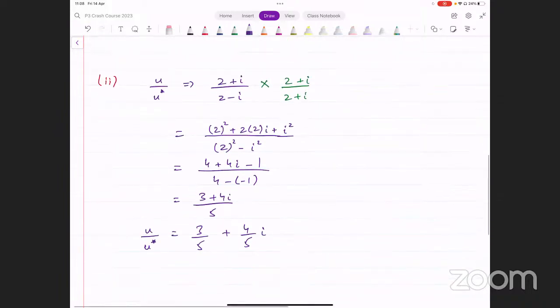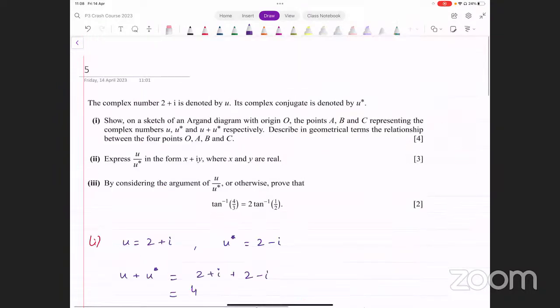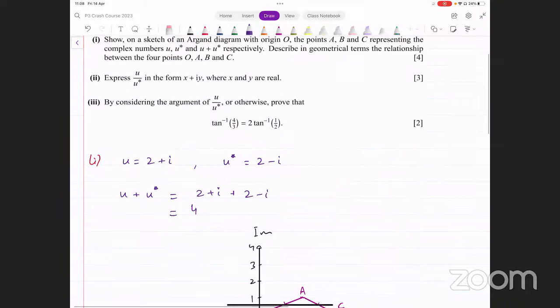All right, so these are the first two parts of this question. Now let's look at the next one. In the next one, it says, by considering the argument of u over u conjugate or otherwise, prove this thing. Now again, it's that form, remember, tan inverse of something, and that's connected with something else with an equation. You would almost always have to use those rules that we discussed for when two complex numbers are multiplied and when two complex numbers are divided. We are going to be using those rules.